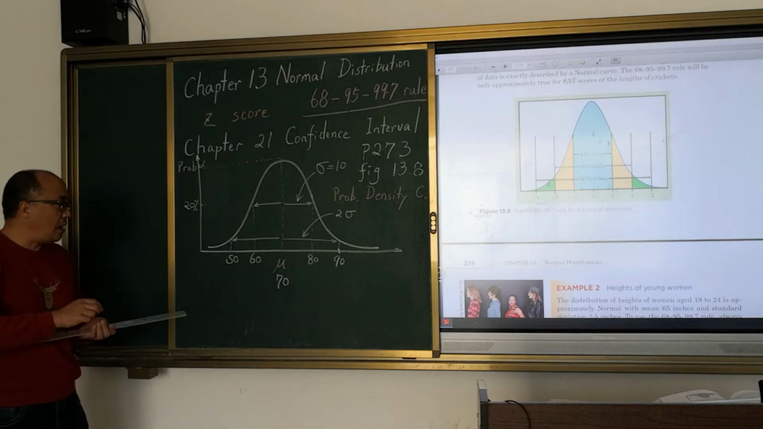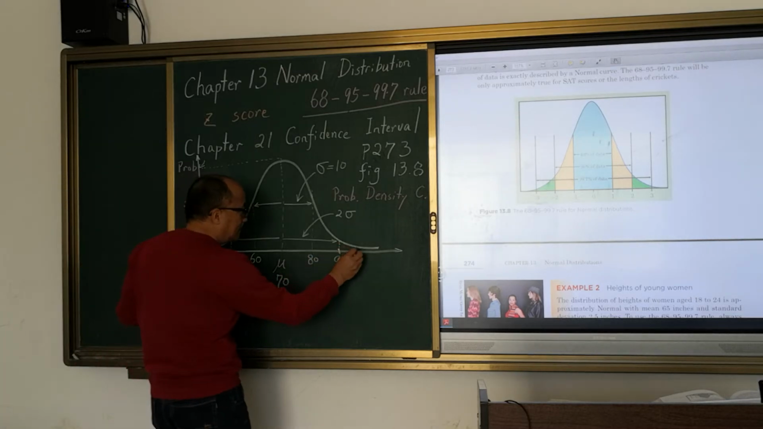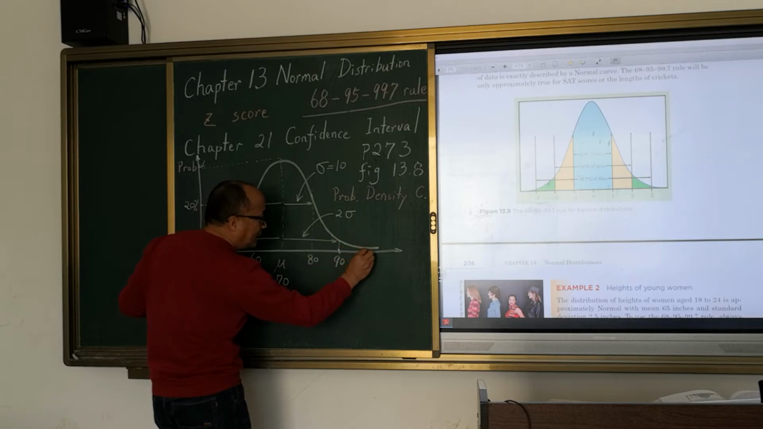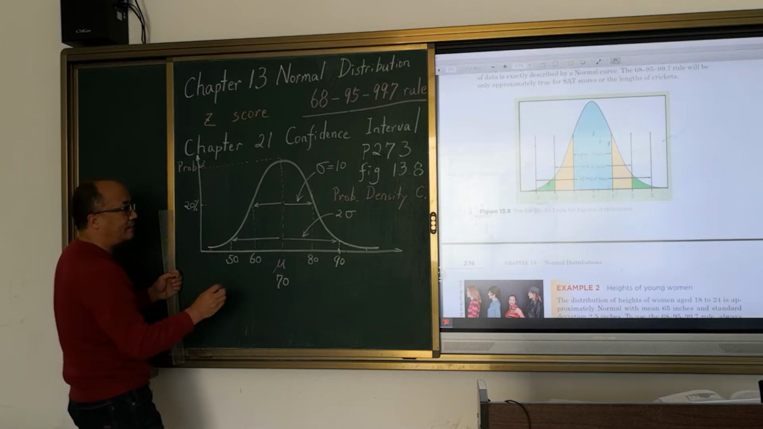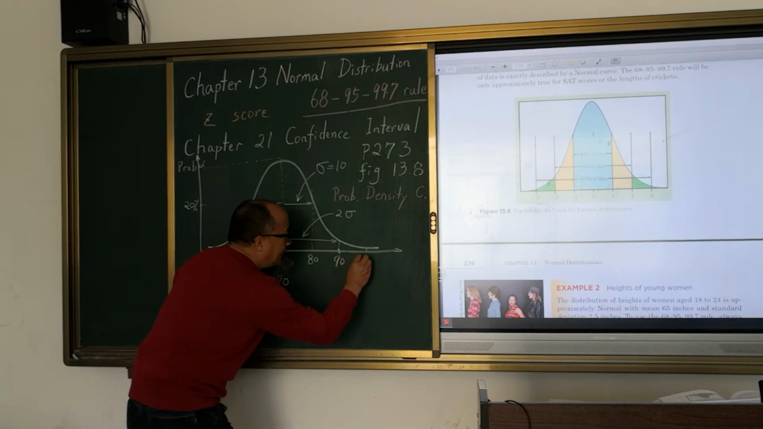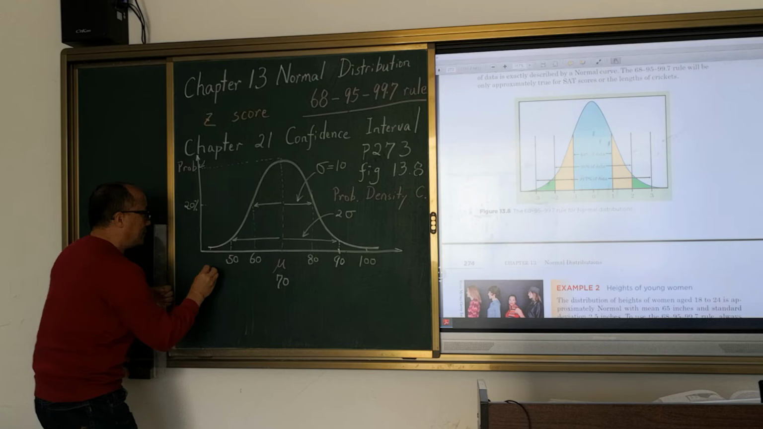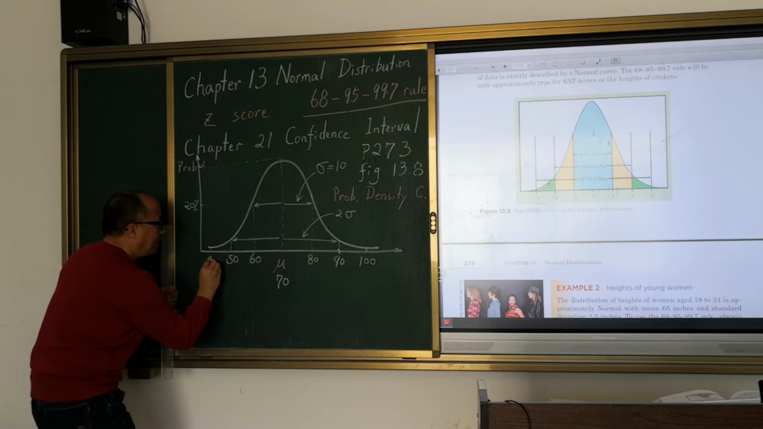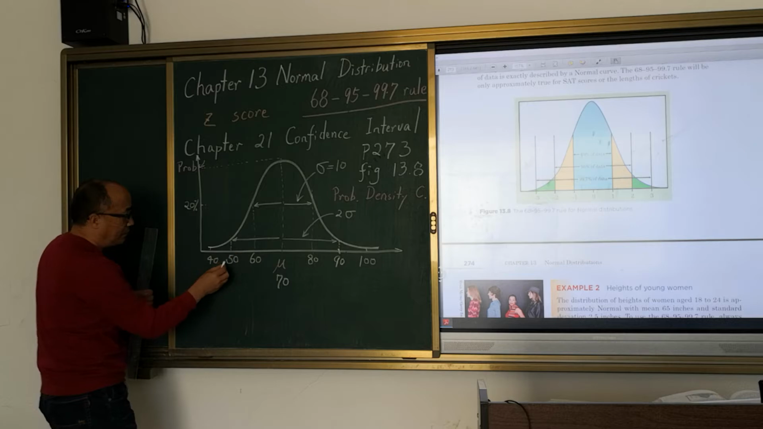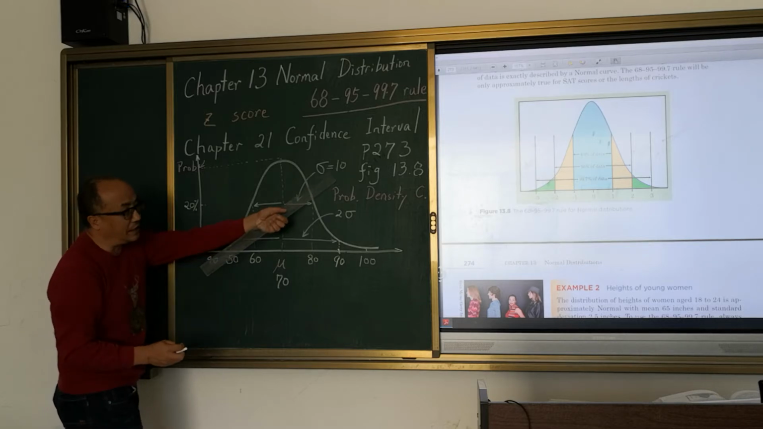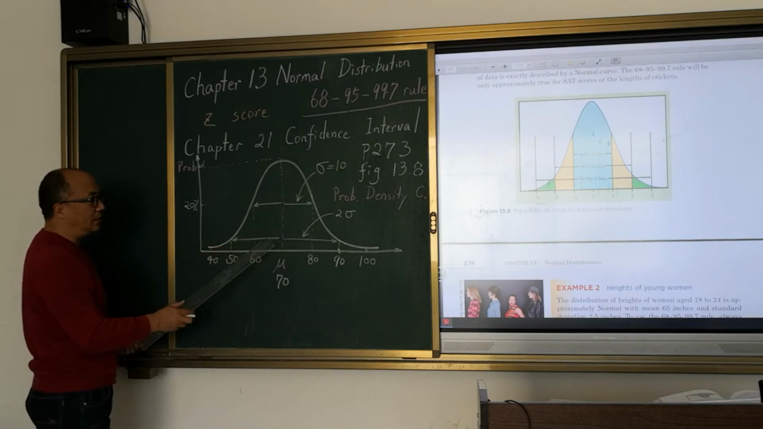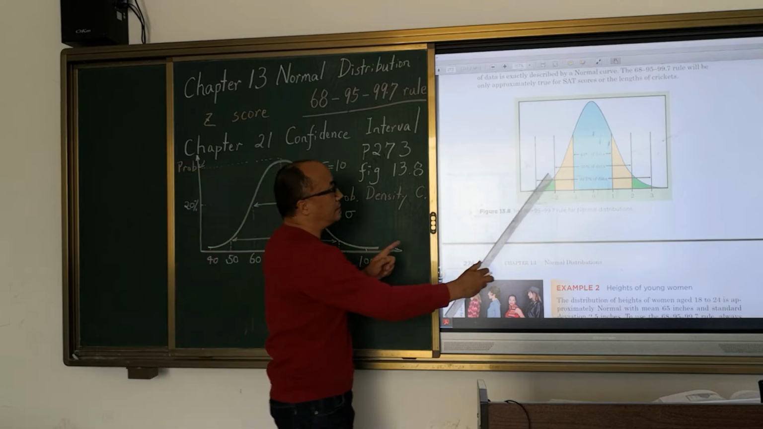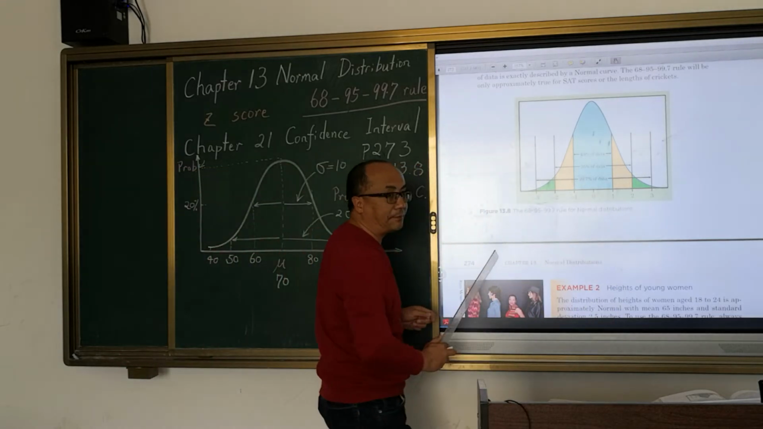Now if I add another sigma, this is the two, and 3 sigma away. What's the score here? 100. What's the score here? Not 0, 40. Each one is a 10. Standard deviation is 10. This is a 3.